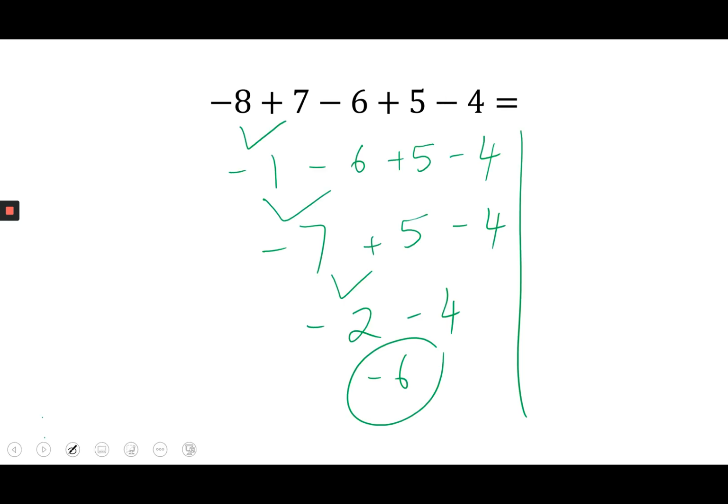Okay. So first of all, you can group these two first, which is going to be negative 1, right? And then don't touch the negative 6, and group this. 5 minus 4 is going to be 1. And negative 1, positive 1 is going to be 0. The answer is negative 6. There are many different ways to approach this. Some people love to group negatives first and then the positives. And the more you play with the problems, the more you see different ways.